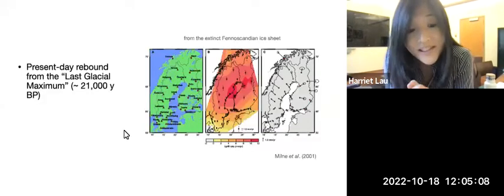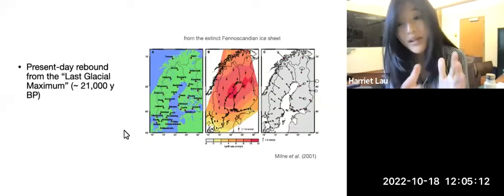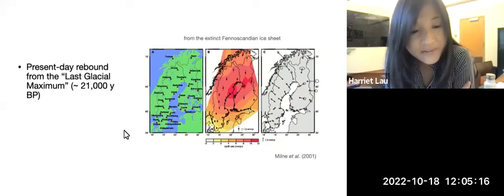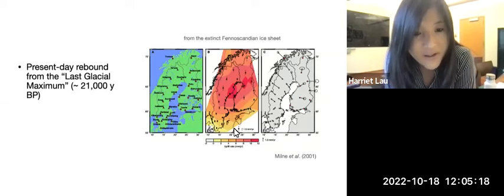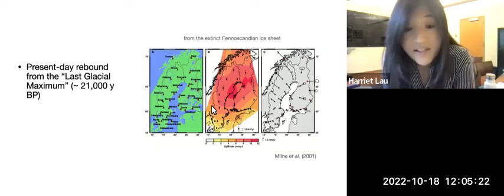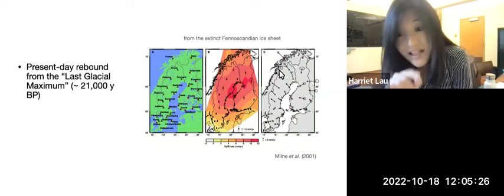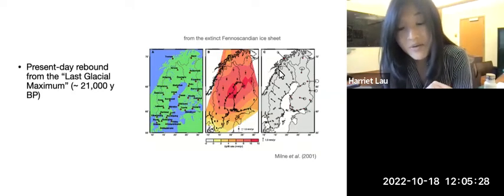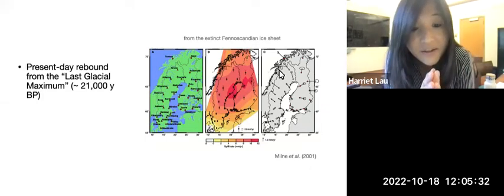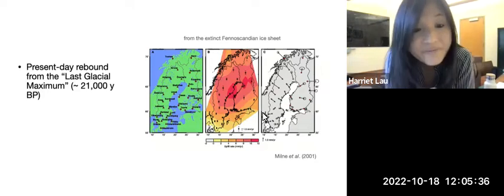We see this happening today in response to the last glacial maximum, the peak of the last ice age, which happened around 21,000 years ago. Here I'm showing GPS stations scattered all over Scandinavia, showing today's uplift due to an ice sheet that completely vanished about 7,000 years ago. You see these rates reach around 1 centimeter a year.